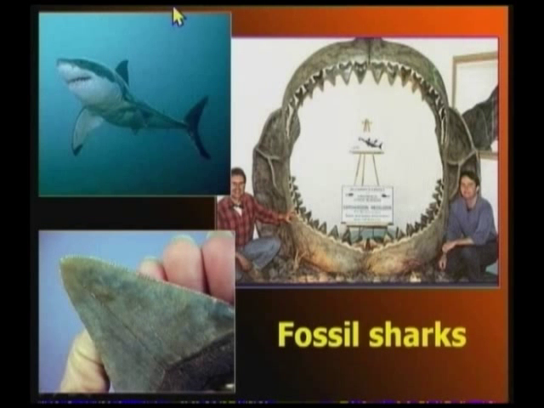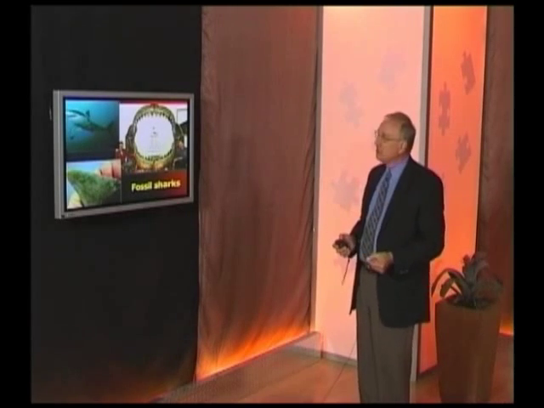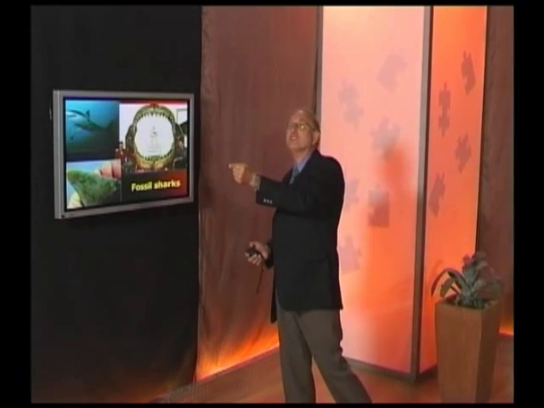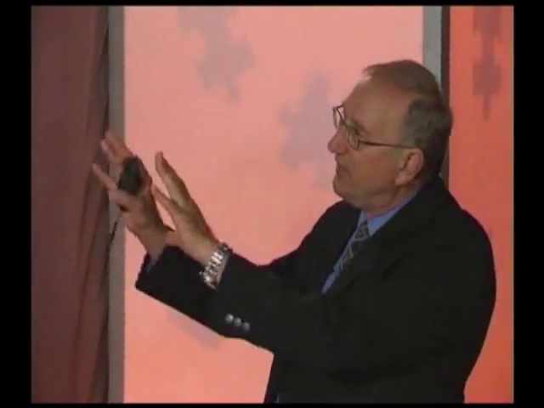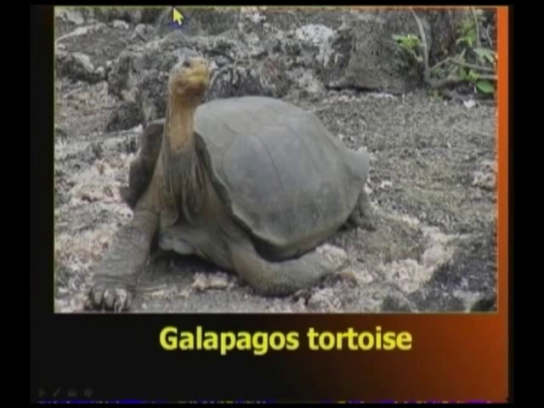If we look at the sharks, unchanged except for size. Look at this huge jaw over here from this freshwater shark. So what you have is giant creatures in the past, small creatures today. That is devolution, not evolution. We're going backwards, not forwards. The famous Sphenodon, tuatara, this lizard that lives in New Zealand, unchanged over time.